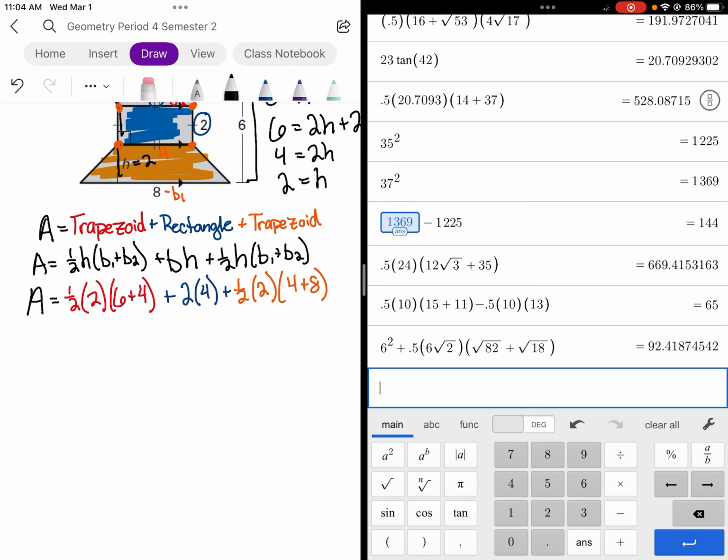Once we have all of that information, you can type it all into your calculator, or you can simplify before you do. It's up to you. But if we take 1/2 times 2, that equals 1. So we're going to have 1 times 10, which is just 10. 2 times 4 is 8. Then 1/2 times 2 again is 1. And 1 times 4 plus 8 is 12. 1 times 12 is 12.